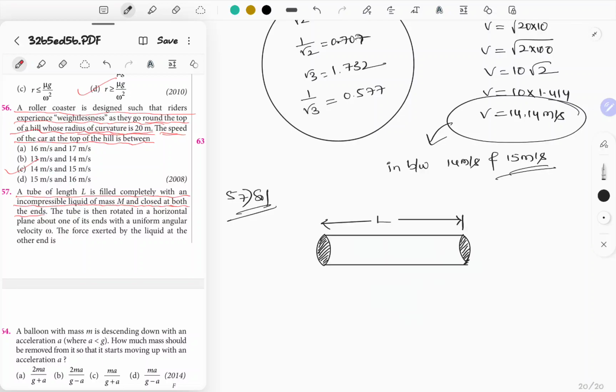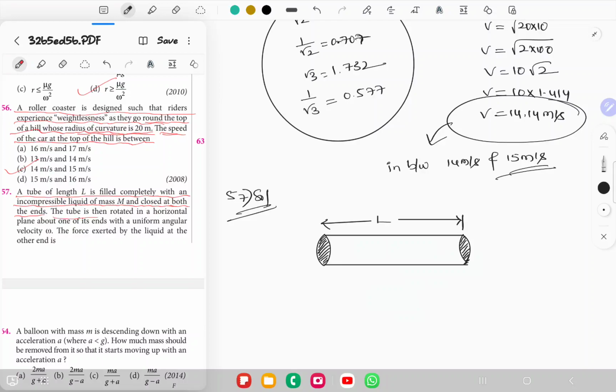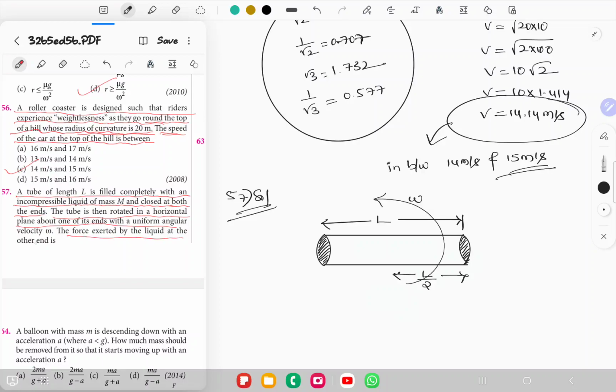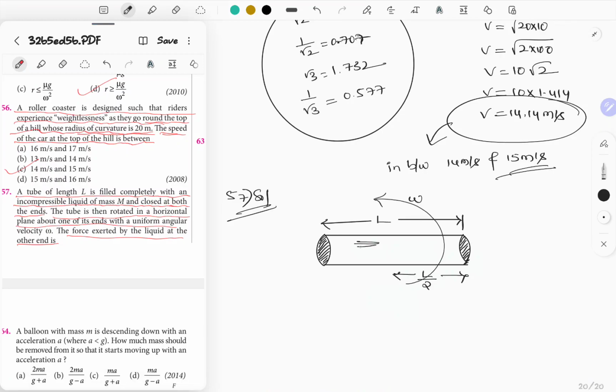This is the tube they have given. The tube is then rotated in a horizontal plane. So now this tube is rotated like this with some angular velocity, which is omega. Let's say it is rotating about L by 2. Now what's the question they're asking? The force exerted by the liquid at the end is. So whatever fluid is inside this tube tries to move towards the left, with some force, and that force we have to find out.